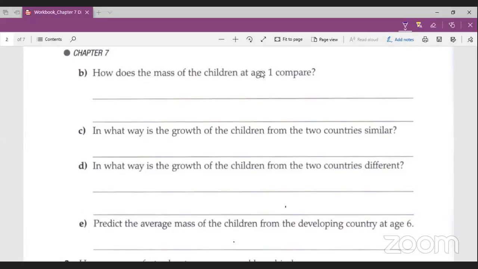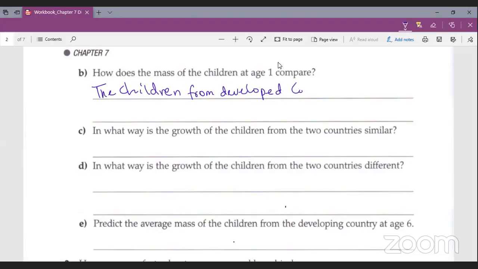There is 1 kg difference. Okay, if you're answering such a question in the exam, what you should write is, you write it in full. You say the children from developed country have 1 kilogram more mass than those from developing country.